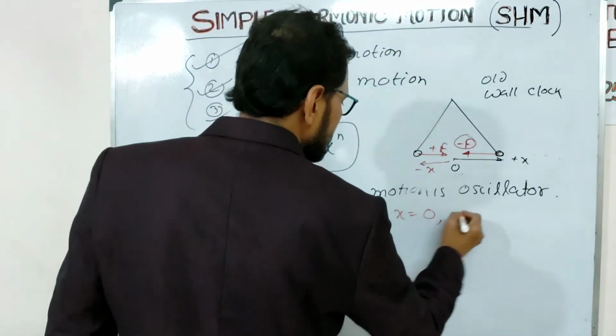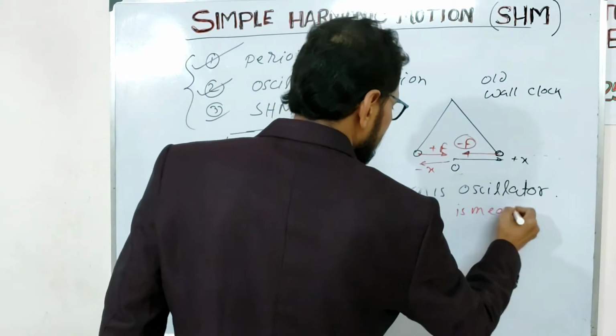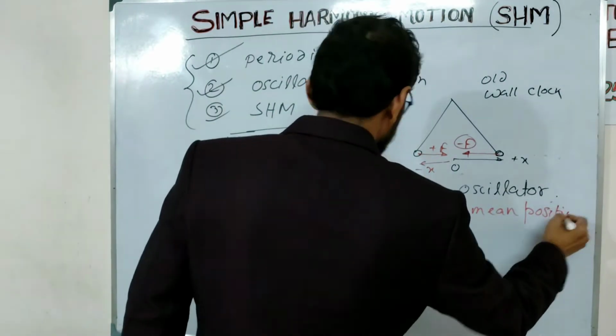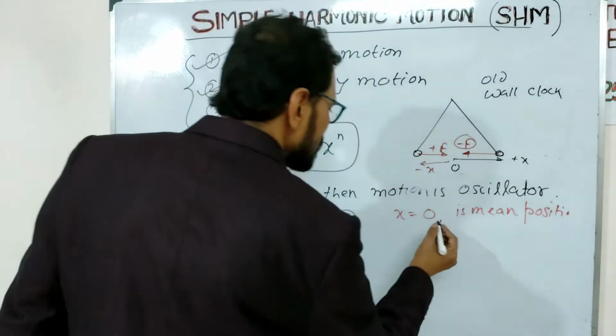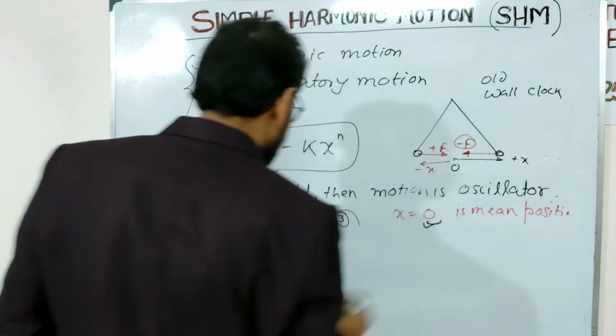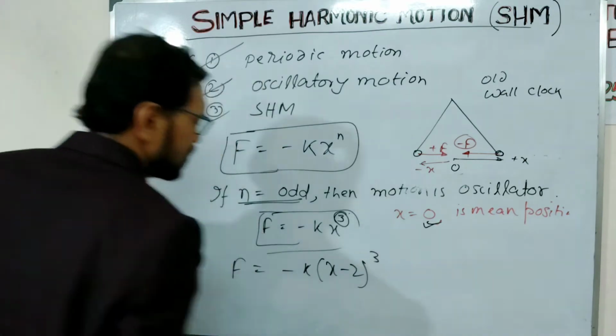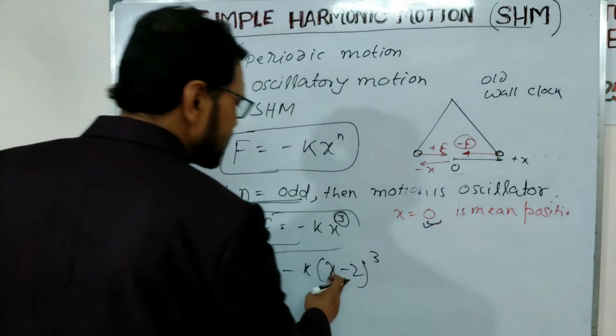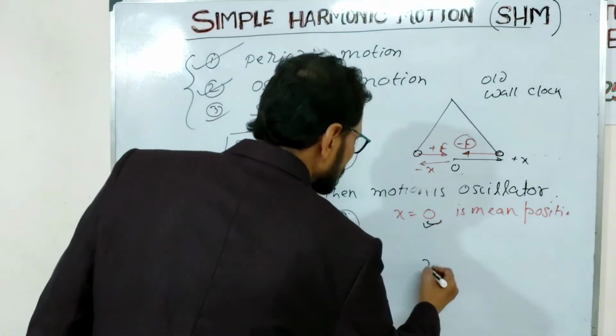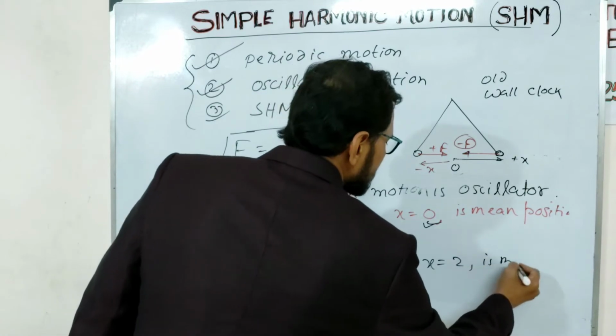x equals 0 position, 0 is the mean position. The particle oscillates about the 0 position. Now if the equation is minus k times (x minus 2) whole cube, then the particle oscillates about the position x equal to 2. So x equal to 2 is the mean position.